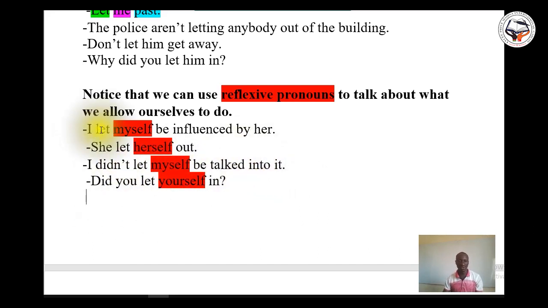It's very simple. Here we have let and a reflexive pronoun, to talk about something which we allow ourselves to do. I let myself be influenced by her. She let herself out. I didn't let myself be talked into it. Did you let yourself in?